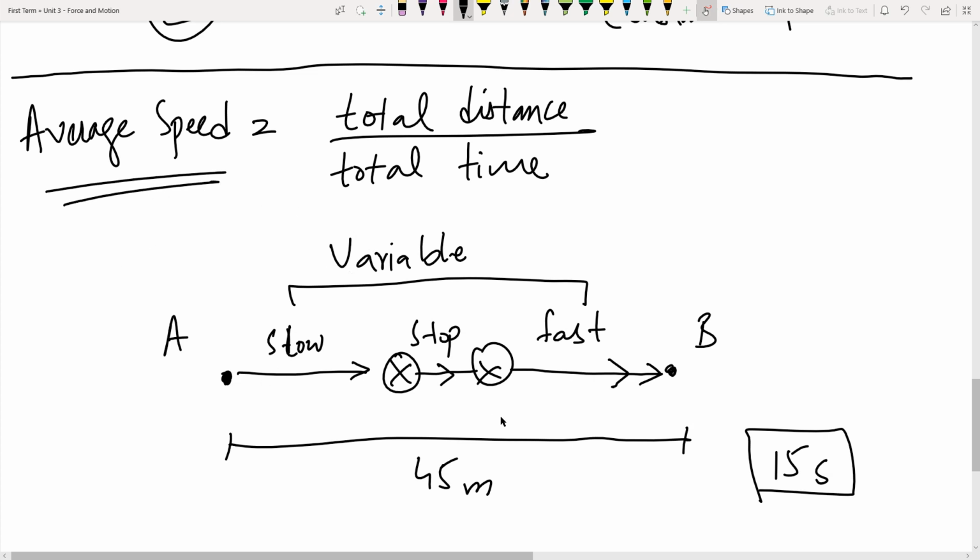That is, what is the total distance? Because I stopped here, so it was part 1, right? Then this was part 2 between these two stops, and then this was part 3, right? So instead of calculating the speeds individually for each part, I don't have the values for it. I'm just going to calculate the average speed across the distance, right?